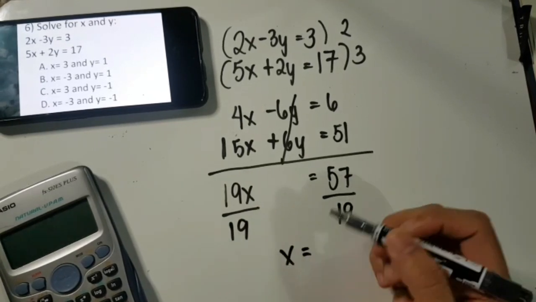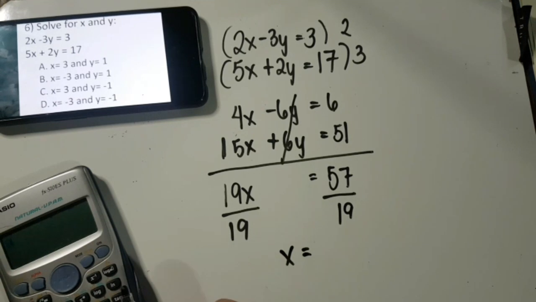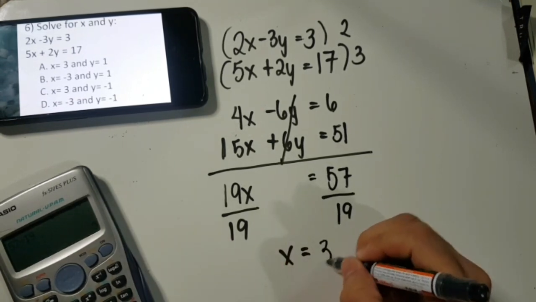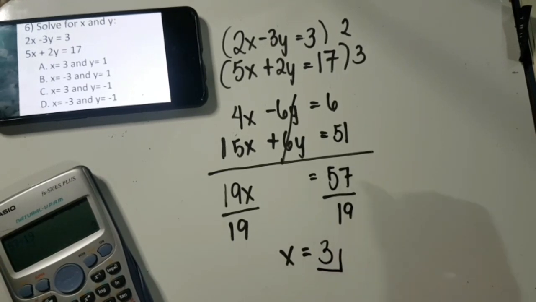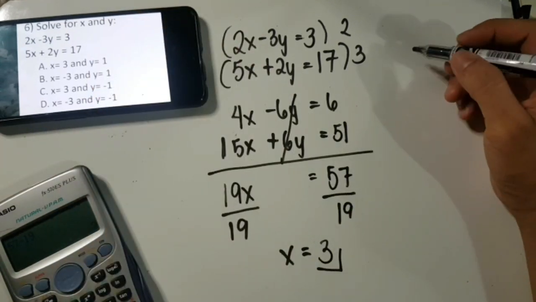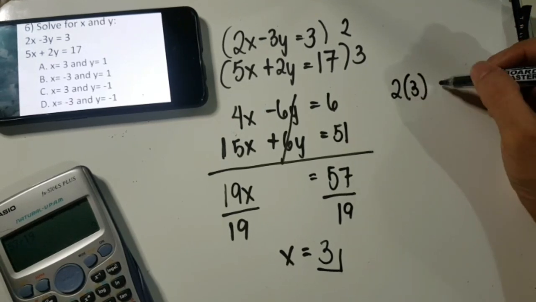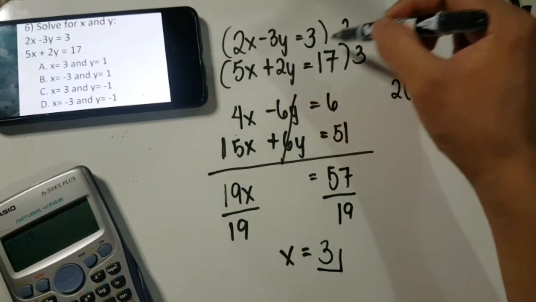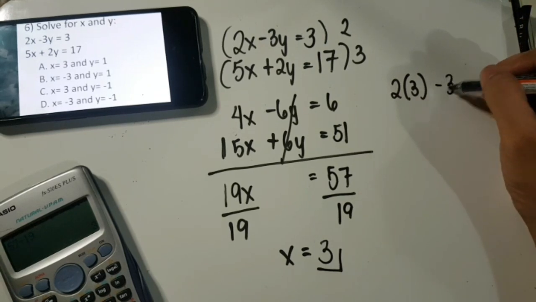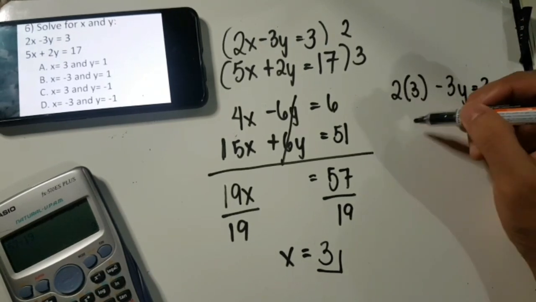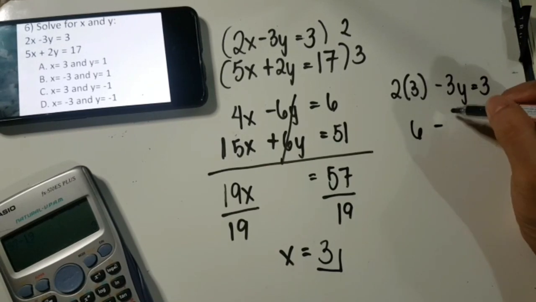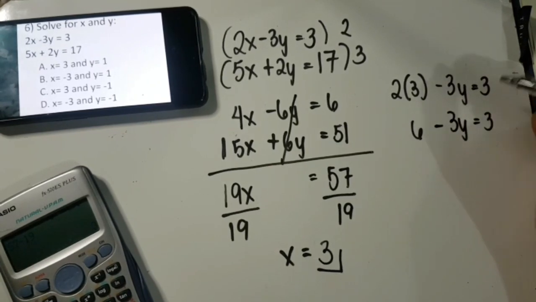So x is 57 divided by 19, that is 3. So you have the value of x, which is 3. Let's use the first equation to solve for the value of y. So 2 times 3, I just substituted it here, minus 3y is equal to 3. So this becomes 6 minus 3y is equal to 3.